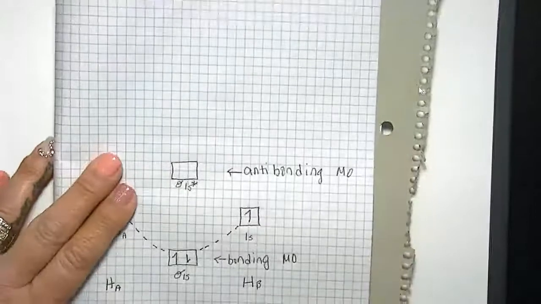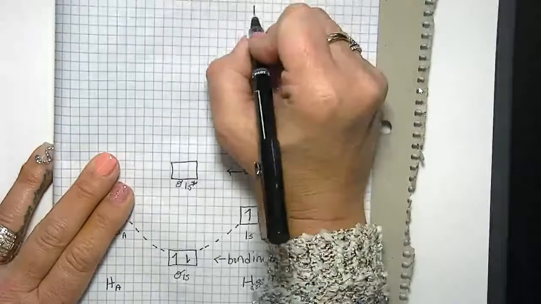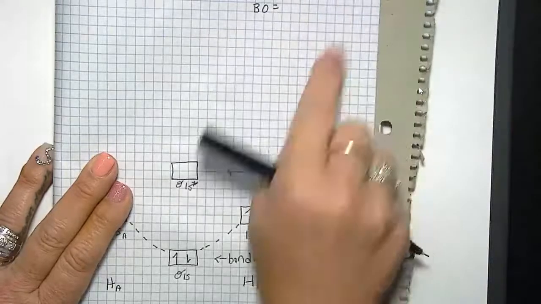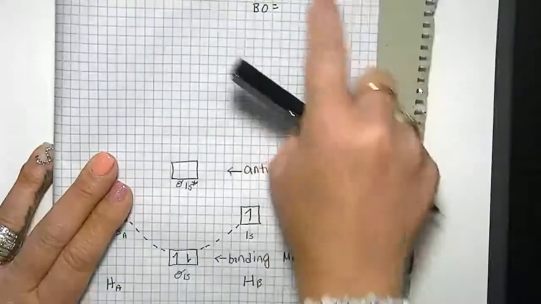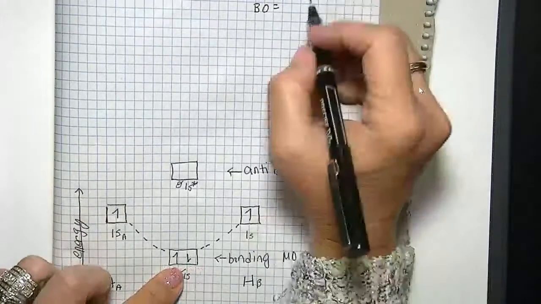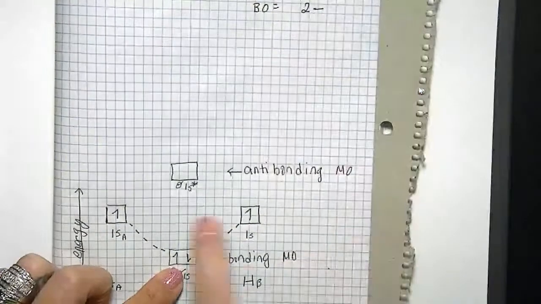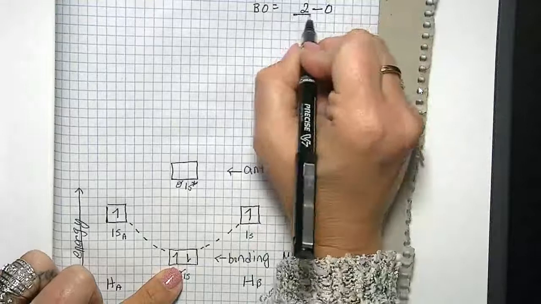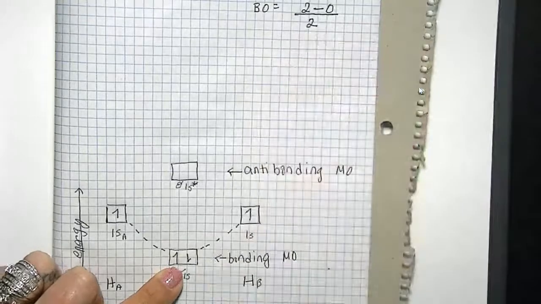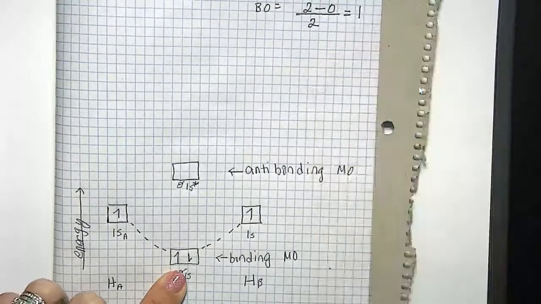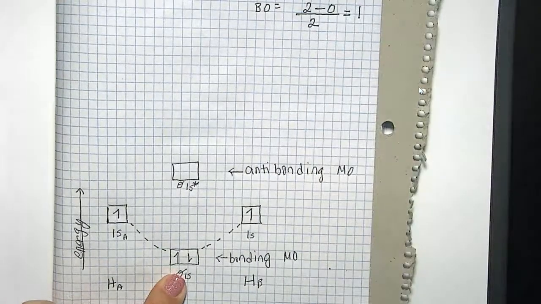Okay, so the bond order is the bonding minus the anti-bonding. I know you can't see it, but you should have written it down, divided by 2. So we have 1, 2 that are bonding. We have 0 that are anti-bonding, divided by 2. So 2 minus 0 is 2. 2 divided by 2 is 1. The bond order for this is 1.